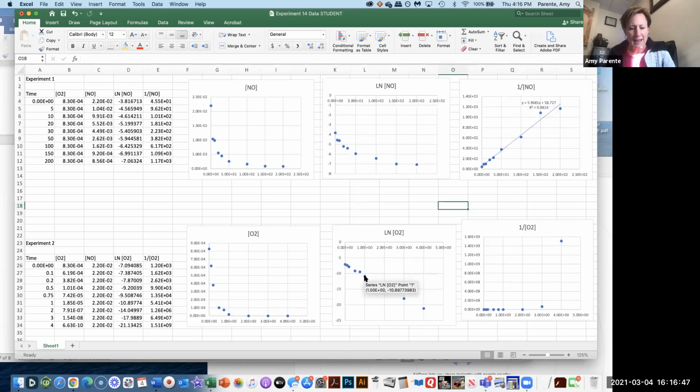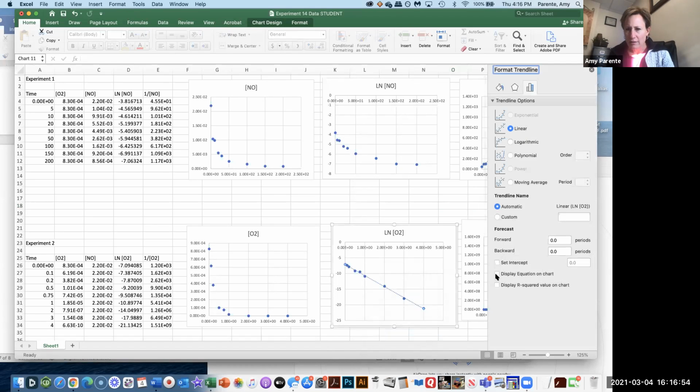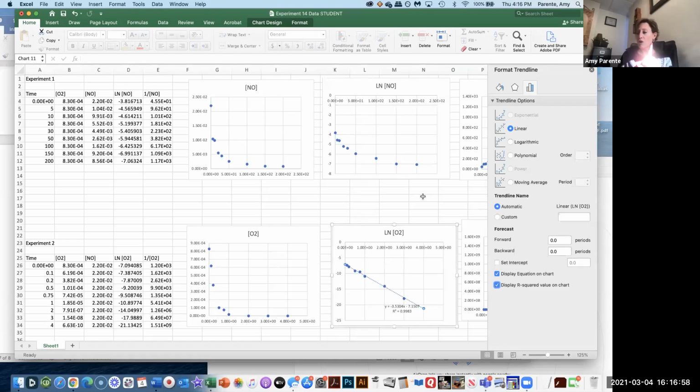Same thing for this one down here. I'm going to fit this to a trend line. Now this time my slope is equal to minus my rate constant. So I'm just going to write in the negative of my slope. So it's actually going to be positive 3.5304.